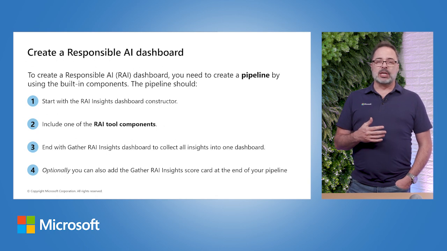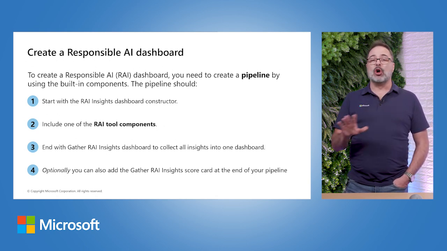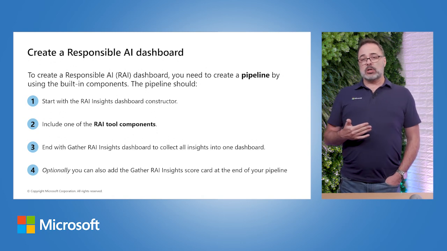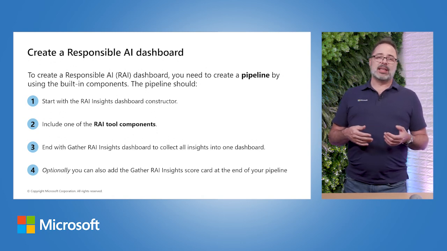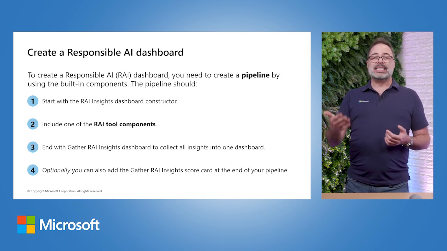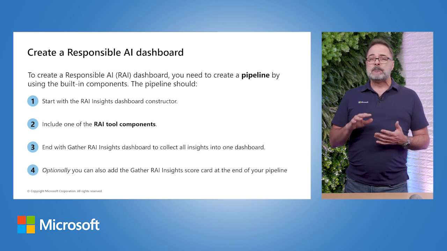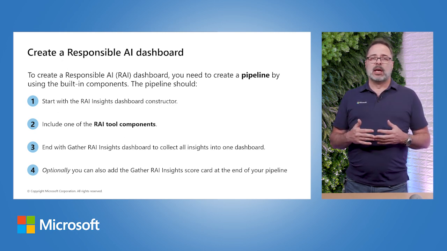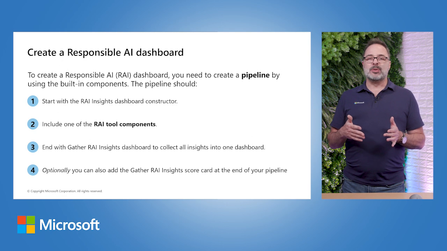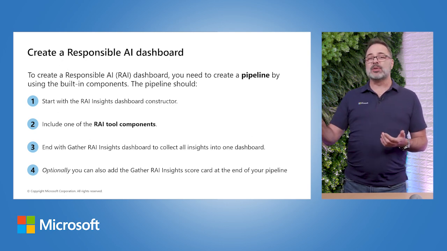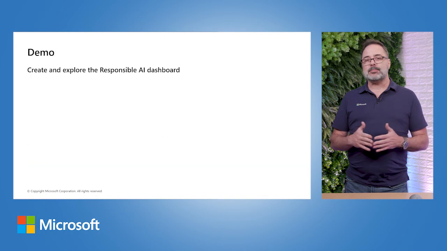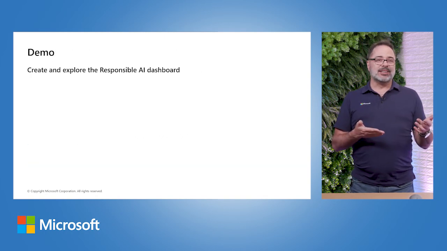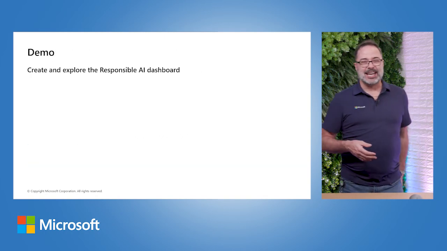Using the Azure Machine Learning service, we can create a Responsible AI dashboard to help us evaluate all of this. In order to create one, we need to create a pipeline that has the Responsible AI Insights dashboard constructor on it and include one of the tool components for RAI, Responsible AI. And then we need to make sure that we use the Gather RAI Insights dashboard to collect all those insights into one dashboard. So let's go over to the portal and look at how to create and use the Responsible AI dashboard.